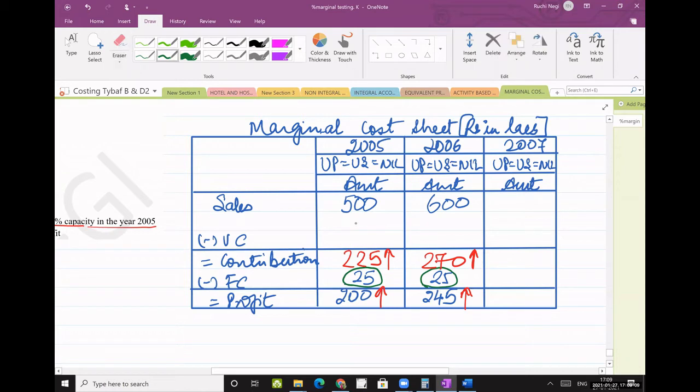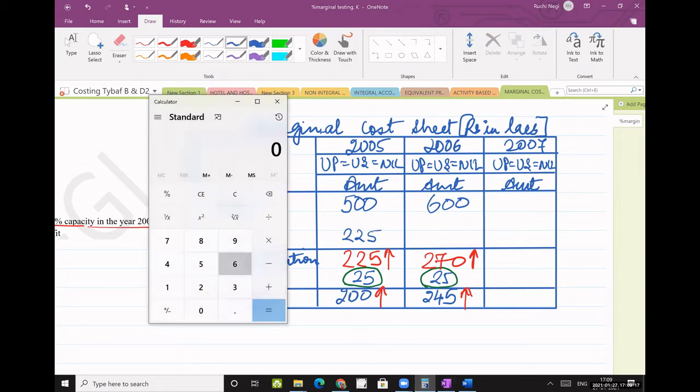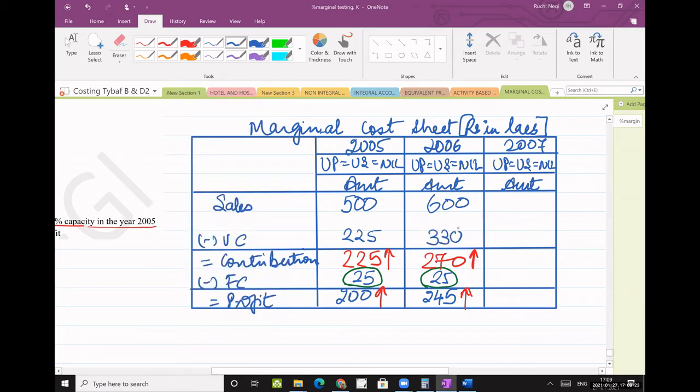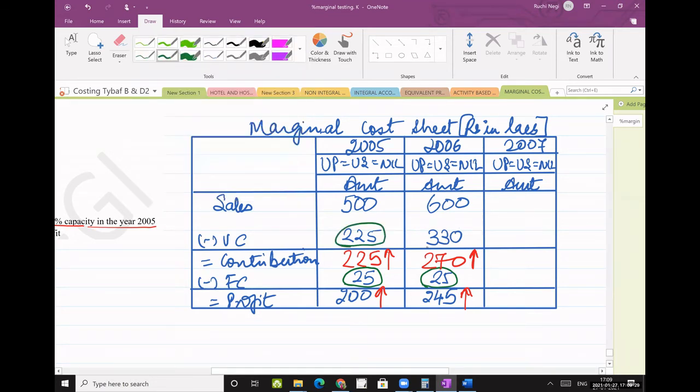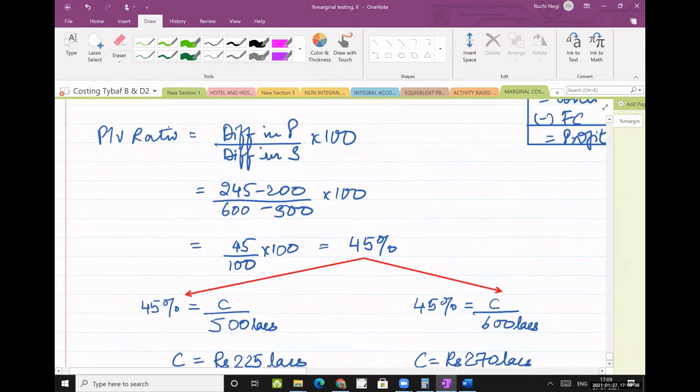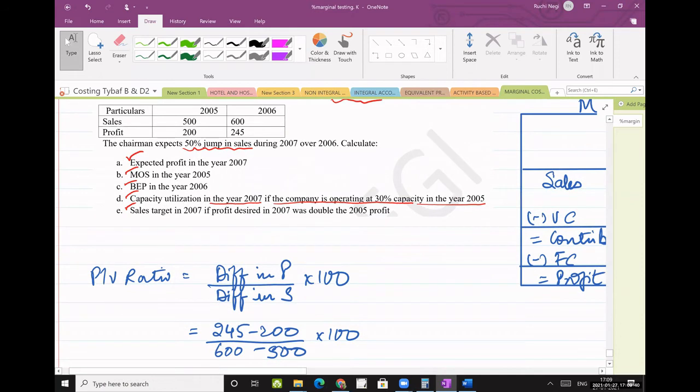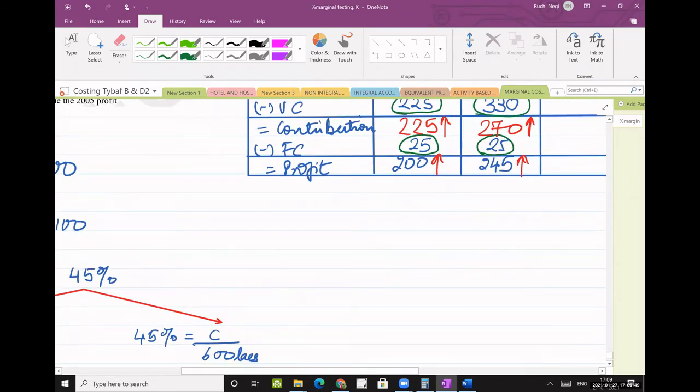Which we got as 225 and, from 600 minus 270, 330. So 225 and 330. Next, MOS for the year 2005 and BEP for the year 2006 they have asked. Okay, let us calculate.